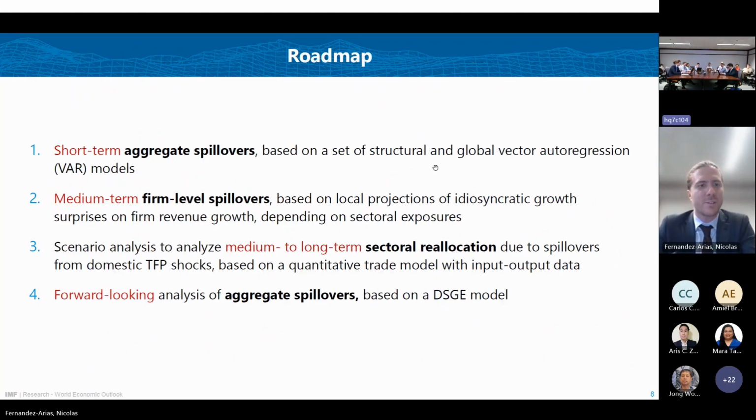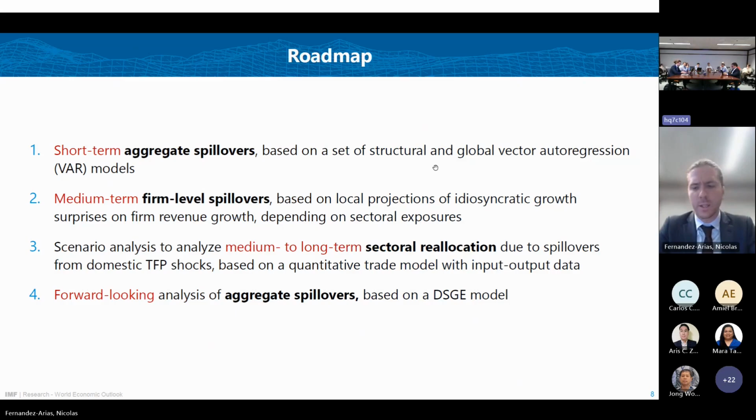So in order to assess this question, we essentially take 4 different approaches, which come in 2 groups. The first 2 are empirical and are based on historical data from the last 20 or so years, and in some cases split the sample to look at the changes in the results depending on the beginning of the sample or the end of the sample. The first one is going to be a set of vector autoregression models, structural VARs, and global VARs that are going to look at how aggregate demand and aggregate supply shocks spill over and explain GDP fluctuations in other economies.